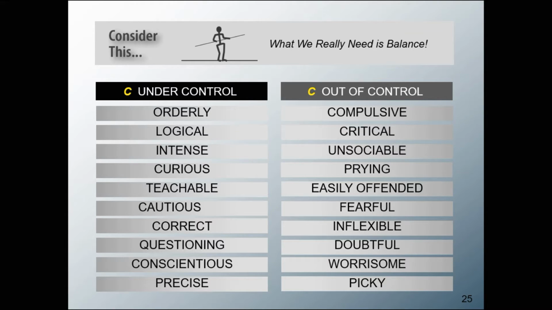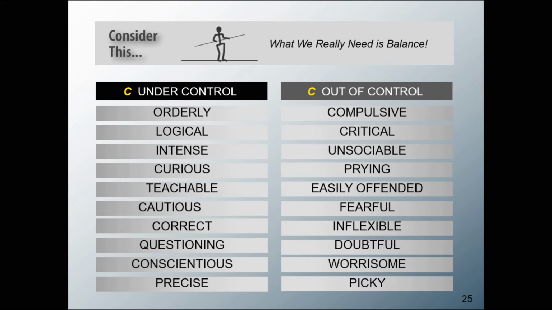Other strength is logical, yes, obviously. Curious, they will ask a lot of questions. Cautious, look for what is correct. Conscientious, really precise. And again, out of control can be seen as not being flexible, doubtful, unsocial, insensitive. Okay, so those are all the behaviors that we may see if their strength is not in balance and not in control.